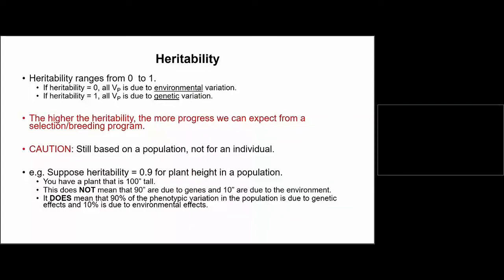And again, we're looking at a population. So we're looking at the variation in a population, how much of that variation is due to genetics and the environment, not in an individual. So we're not going to say that 90% of your height is due to your genes and 10% of your height is due to the environment. We can say the variation that we see in height is 90% due to genetics, 10% due to environment.